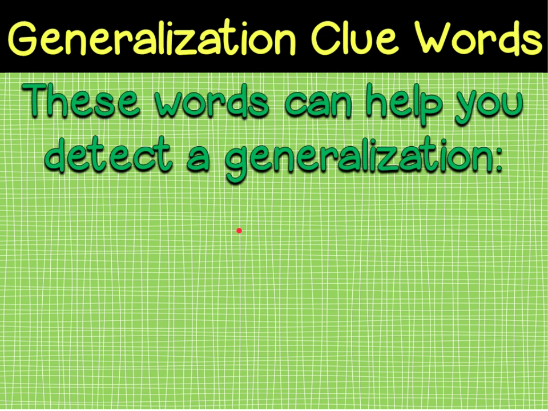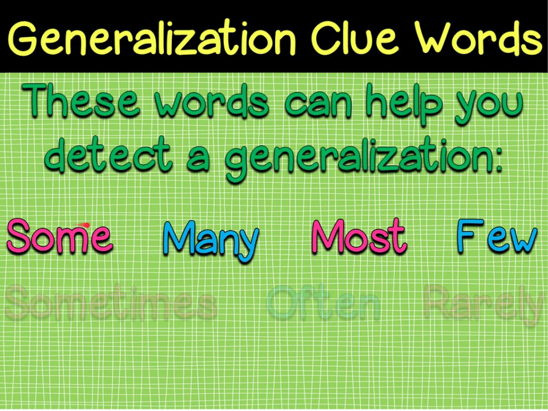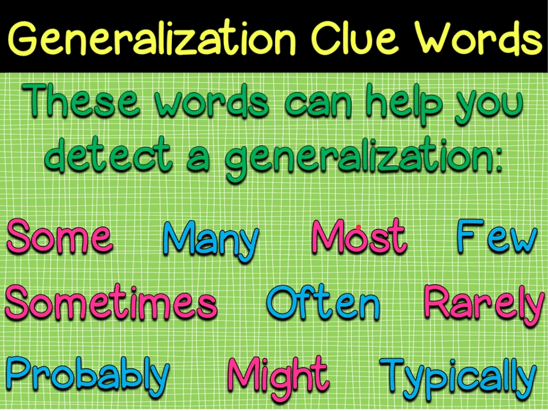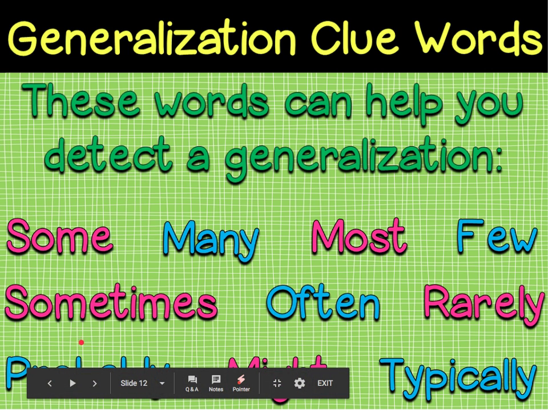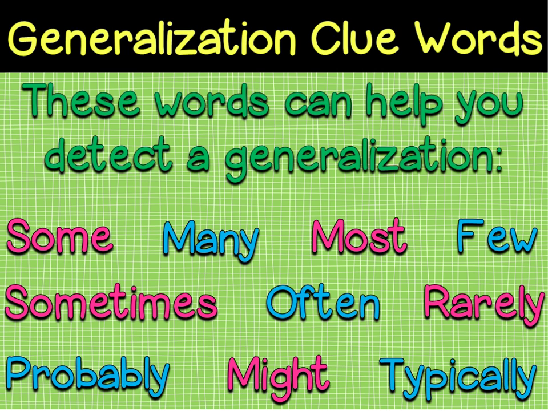Okay, these words are things that can help you detect a generalization. And the next box where it has it on your paper, go ahead and start circling these things. So: some, many, most, few, sometimes, often, rarely, probably, might, typically. So these are words that usually, whenever we're talking about them, they're not telling you exact numbers. They're giving you a generalization, okay?